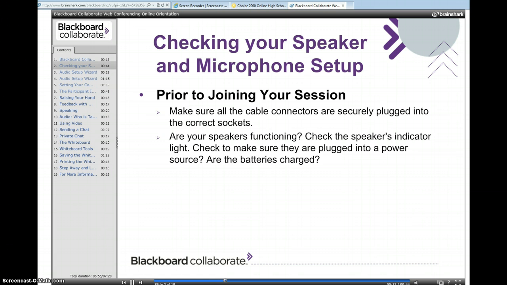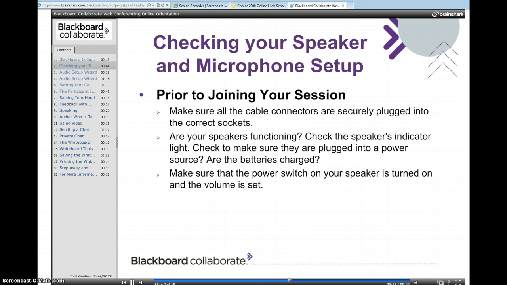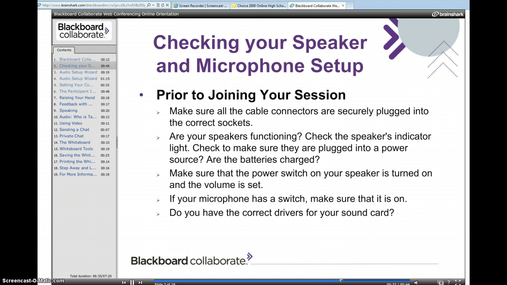Next, check to see if your speakers are functioning. For example, check the speaker's indicator light. Check to make sure they're plugged into a power source. And if you're using batteries, make sure they're charged. Make sure the power switch on your speaker is turned on and the volume is set. If your microphone has a switch, make sure that it is on and not muted. Do you have the correct drivers for your sound card? If not, go ahead and get them before your session. Still not working? Then visit Blackboard Collaborate's technical support website.